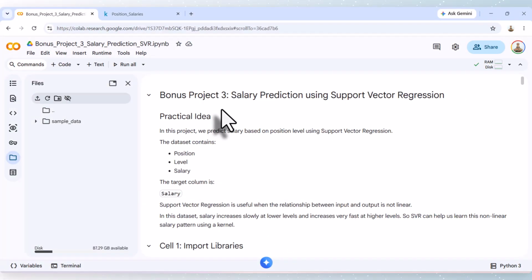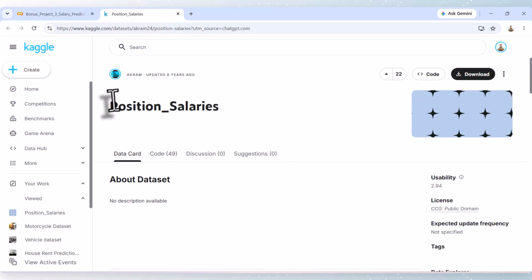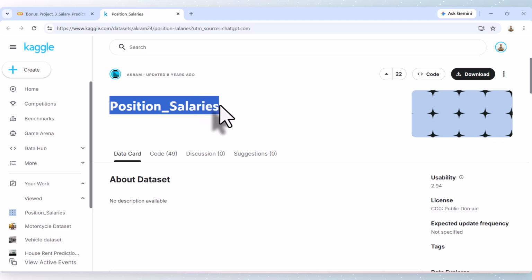In this video, I am going to explain how to train and evaluate the support vector regression model for predicting the salary. In this project, we predict the salary based on the position level using support vector machine. For this, I am going to use the dataset position salaries, which is available in Kaggle. It's a very small and simple data set to perform the training and evaluation of the support vector regression.